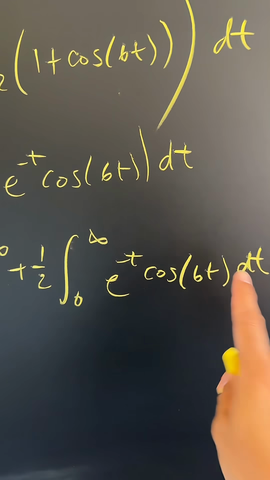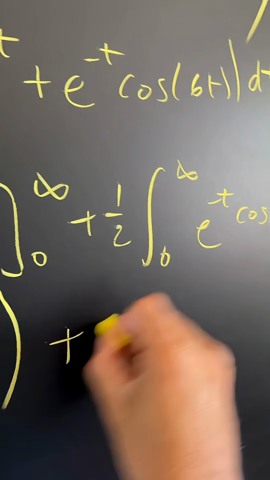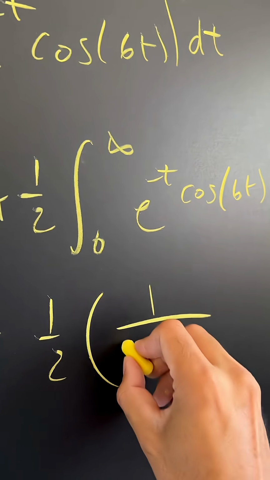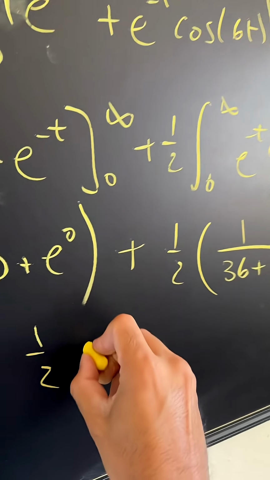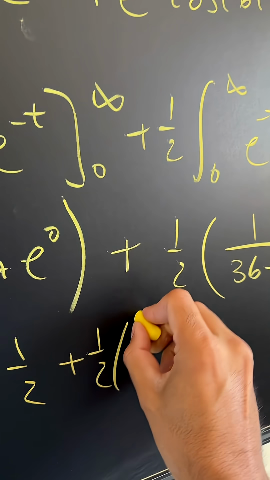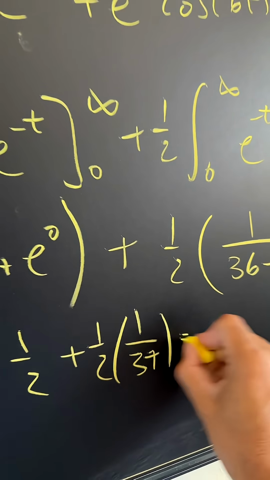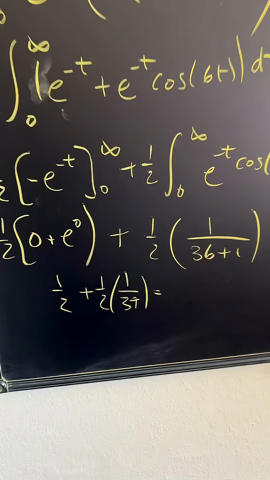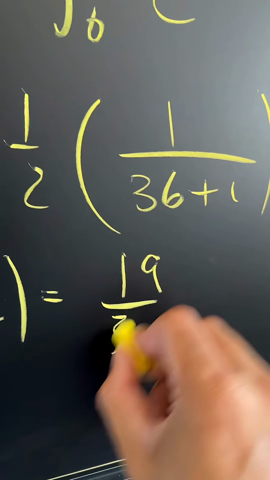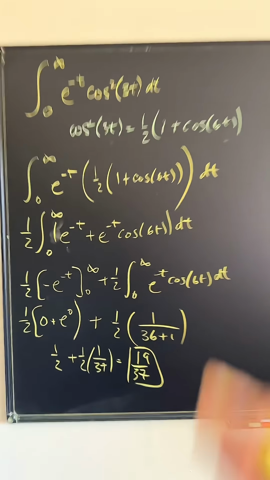Well, my a value in this case is 6. So what we really have is 1/2 times 1 over 6 squared plus 1. In other words, 36 plus 1. That's going to be a 37. So this is going to be 1/2 times 1 over 37. And guys, we can go ahead and simplify it very easily by making it 19 over 37, and we are done. That's pretty neat.